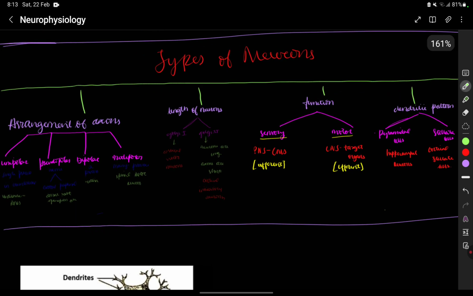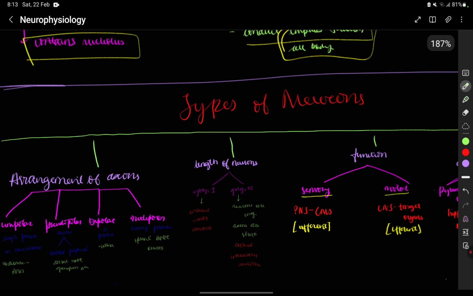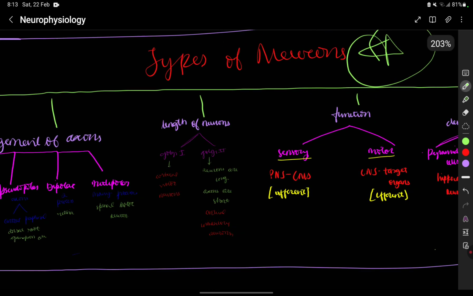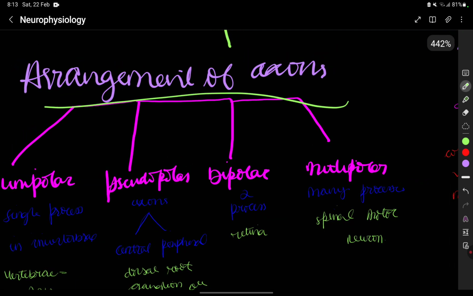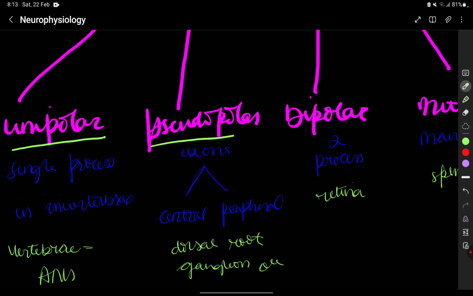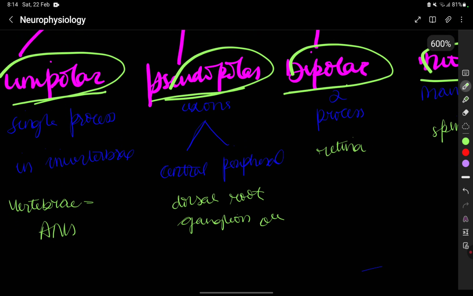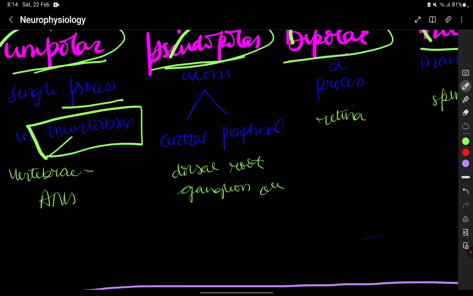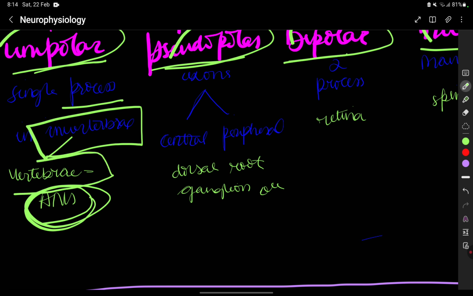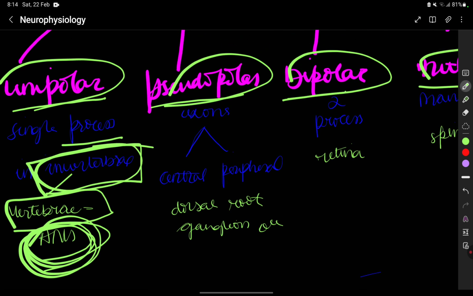The types of neurons. They are divided on 4 bases. The first basis is the arrangement of the axon processes. They can be unipolar, pseudopolar, bipolar, and multipolar. Unipolar has only a single process. It is present in all invertebrates, and in vertebrates like humans it is present in the ANS.